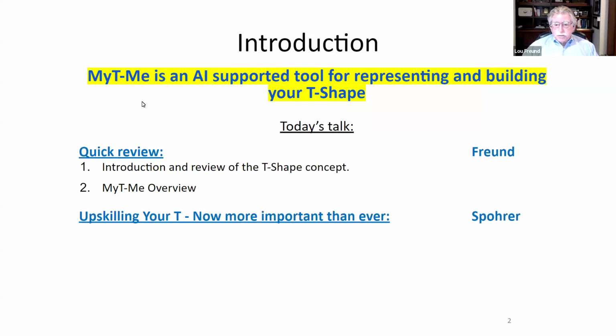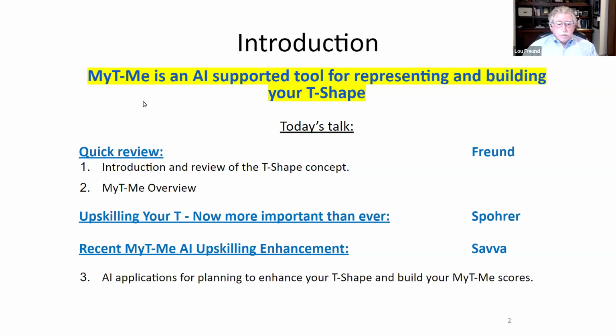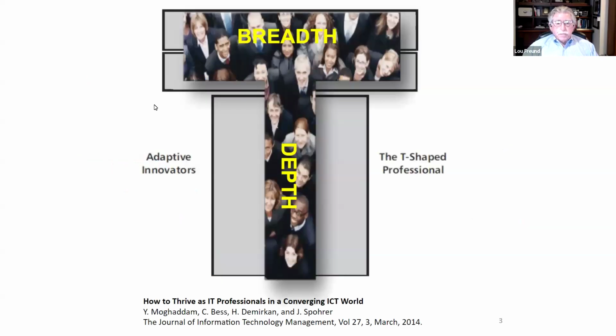I'll be followed by Jim, who's going to talk about upskilling your T, which is now more important than ever. And we will also introduce a new upskilling enhancement using AI, and Pavel Savas will talk about that. MyT Me is an AI-supported tool for representing and building your T-shape. We're going to talk also about applications for planning your T-shape and building your MyT Me scores in the future.